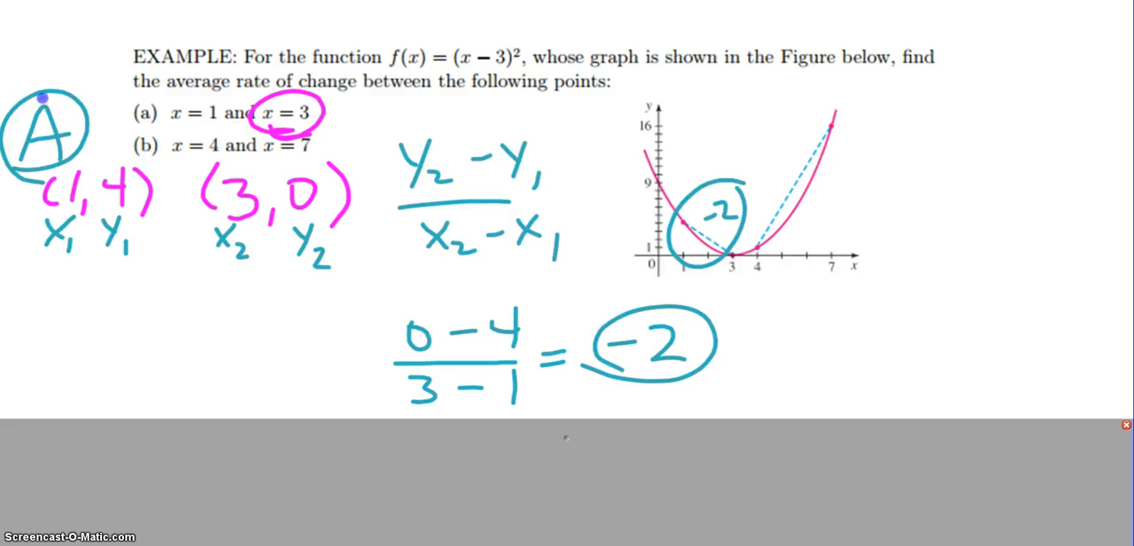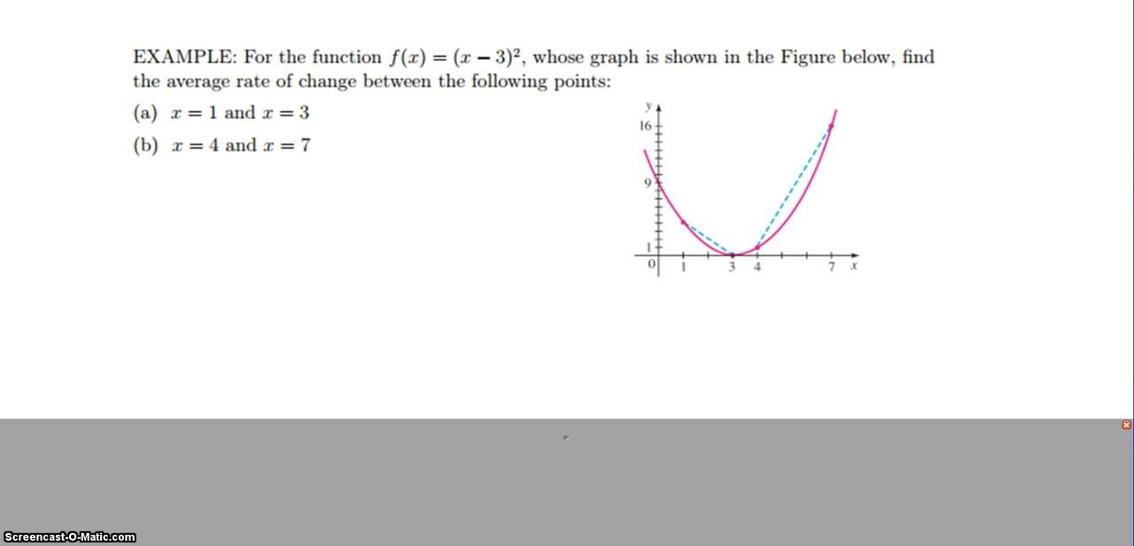Alright, so I'm going to erase this. Hopefully you have it already. If not, you could go back and write it down. So now we're going to work on part B. Again, we're given x equals 4 and x equals 7. So let's plug them in to find out what we get.